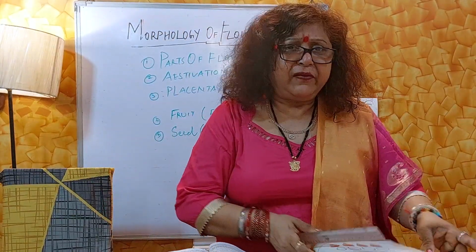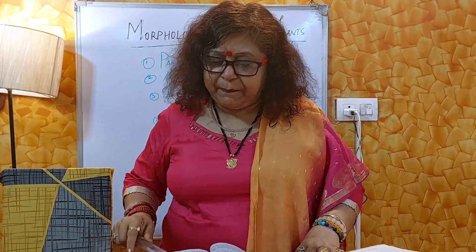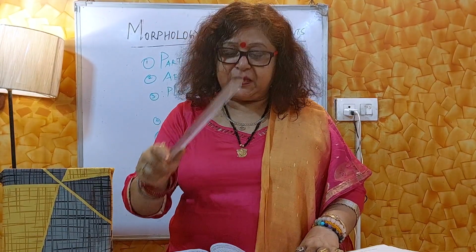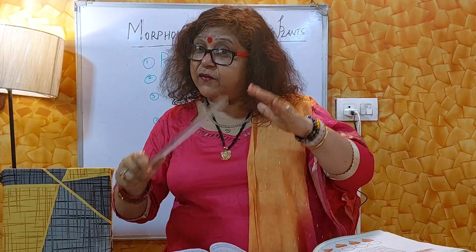Here, first you have to define what is estivation. Estivation is the mode of arrangement of the sepals or petals in a floral bud with respect to the other members of the same whorl, and that is known as estivation. This estivation is mainly concerned with the arrangement of the sepals and the petals in respect to the other members of the whorl, that is the gynoecium and androecium.